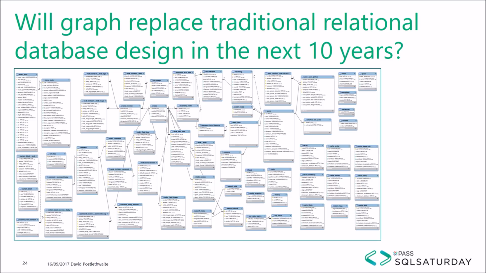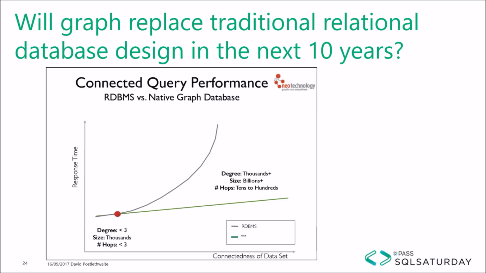As the number of tables and relationships grow, the number of joins required grows, and this can cause traditional relational databases to become slower and slower. Neo4j claim that as database and connectivity grows, their graph database will outperform a traditional relational database. They claim to be able to cope with trillions of rows, and they state that their graph database is ready and able to replace traditional databases.